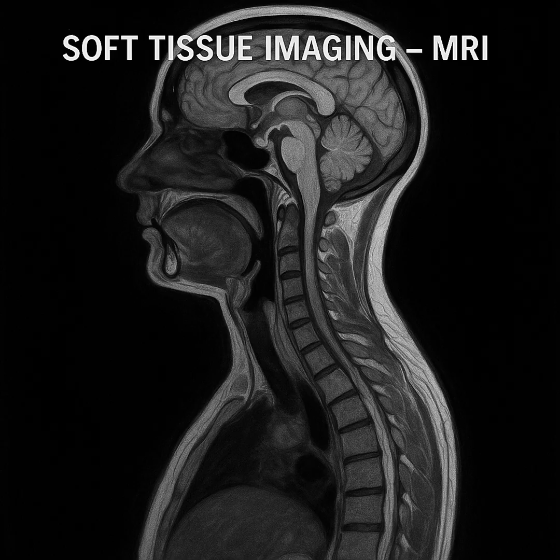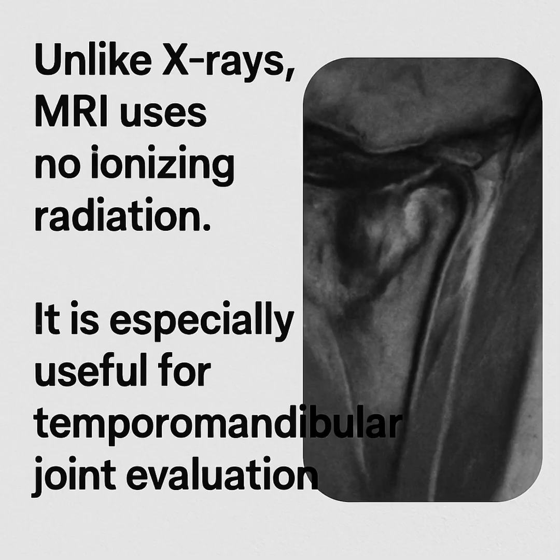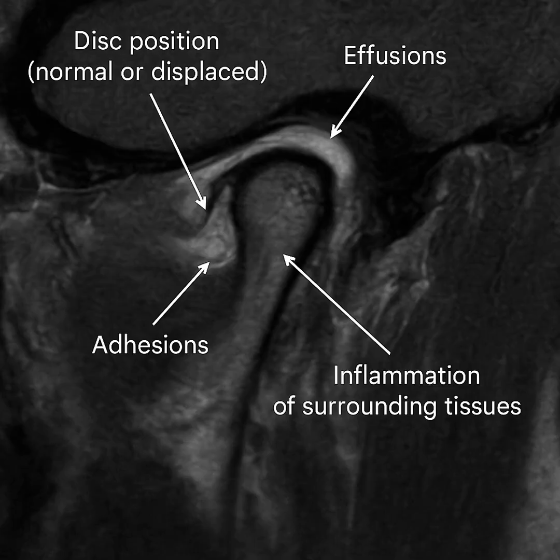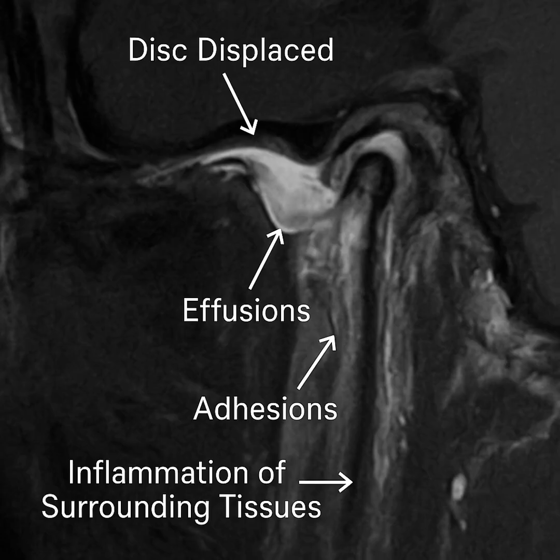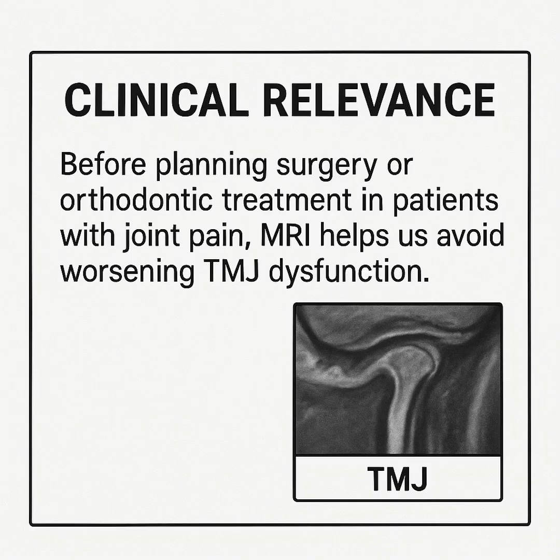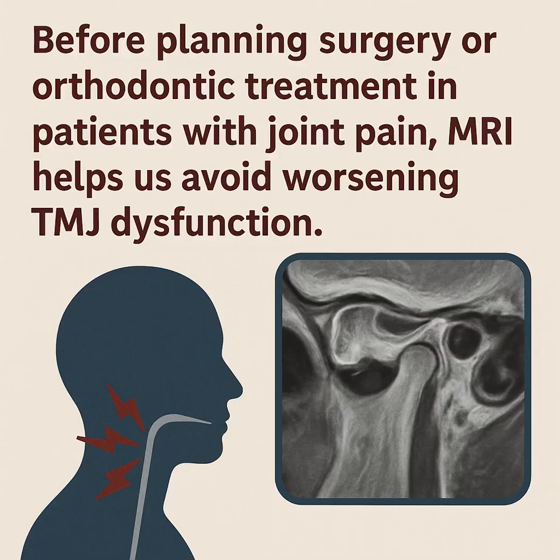4. Soft tissue imaging, MRI. Unlike X-rays, MRI uses no ionizing radiation. It is especially useful for temporomandibular joint evaluation. MRI shows disc position, normal or displaced, effusions, adhesions, inflammation of surrounding tissues. Clinical relevance: before planning surgery or orthodontic treatment in patients with joint pain, MRI helps us avoid worsening TMJ dysfunction.